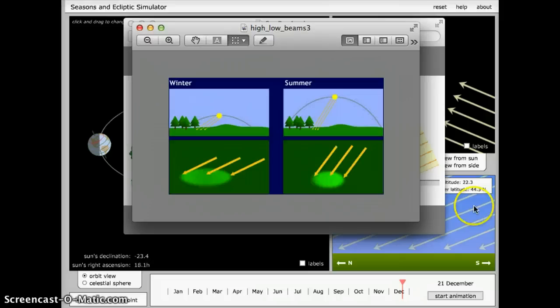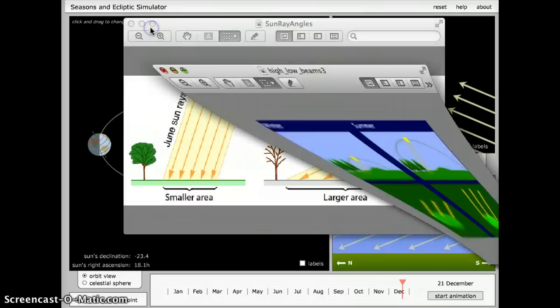Here's another image that shows that. During the summer, the sun is higher overhead, which makes the light more direct, and it's going to focus it in a more intense way. During our winter, the sun is lower in the sky, and the angle of sunlight is much lower. So it's going to spread that light over a larger area, therefore it's not going to be as intense.